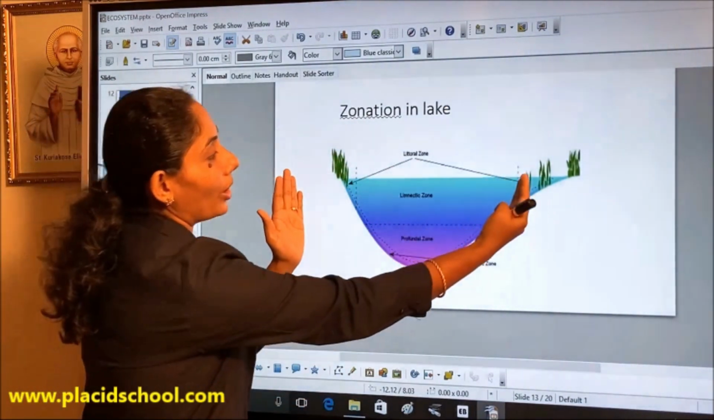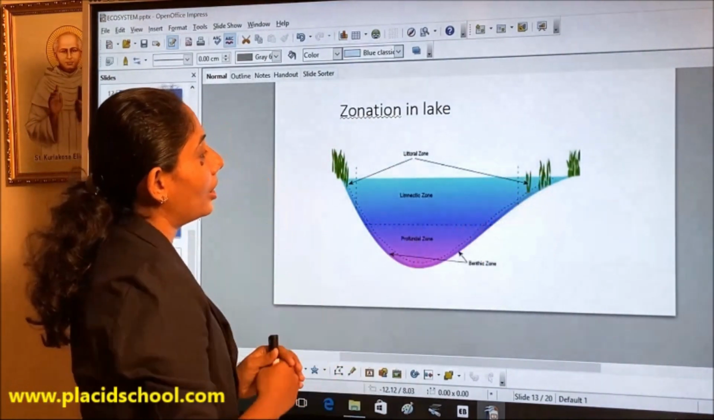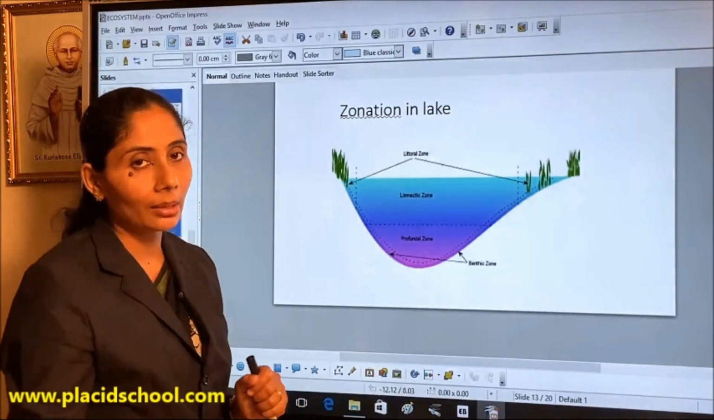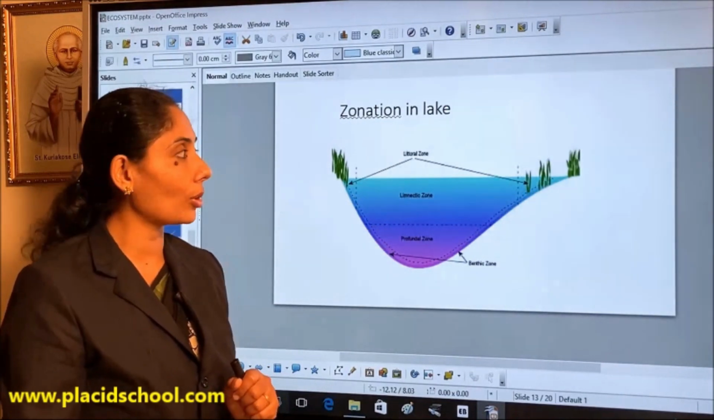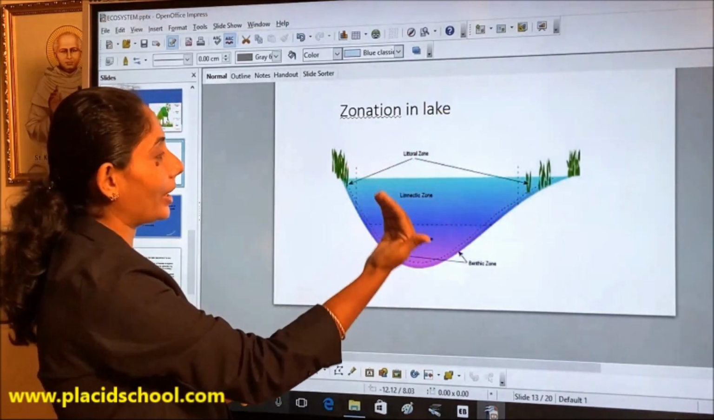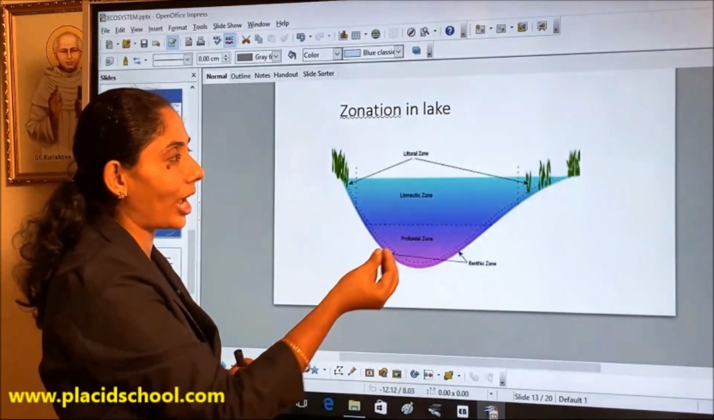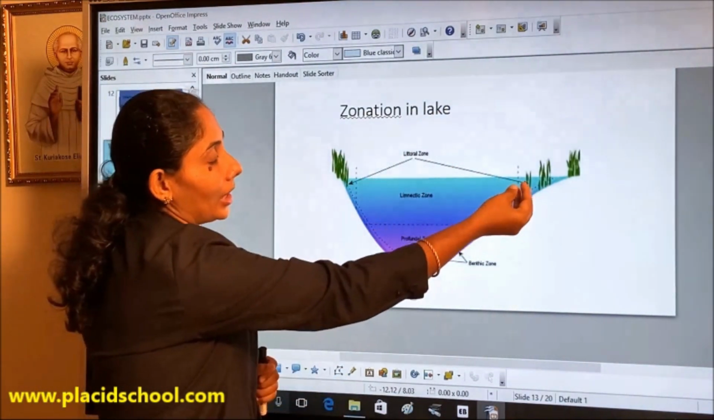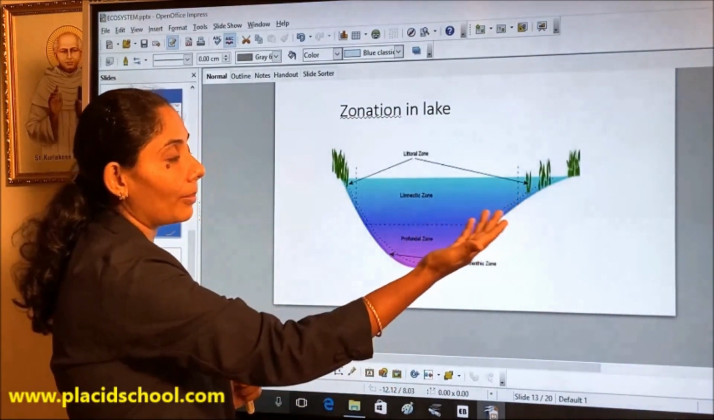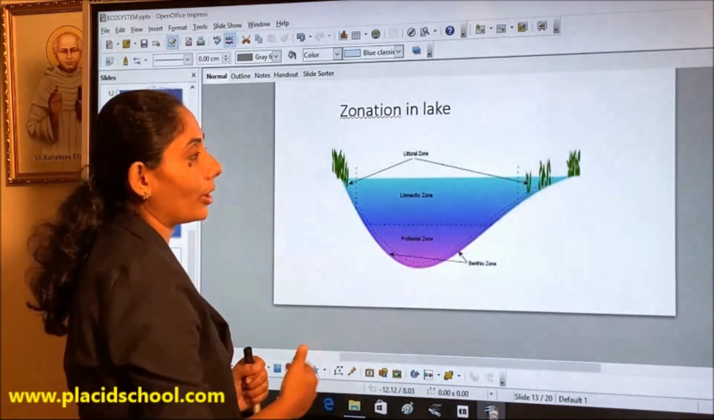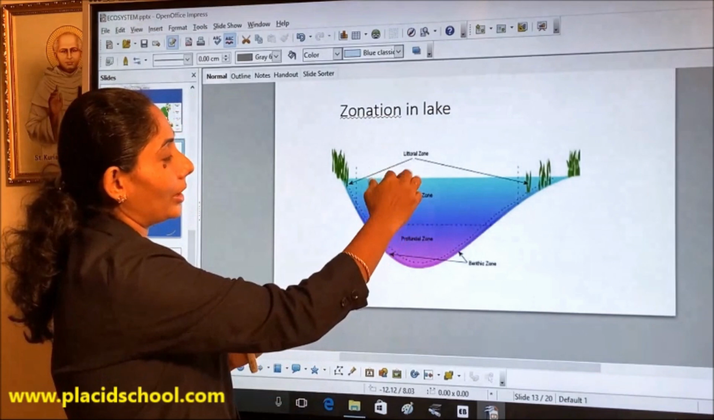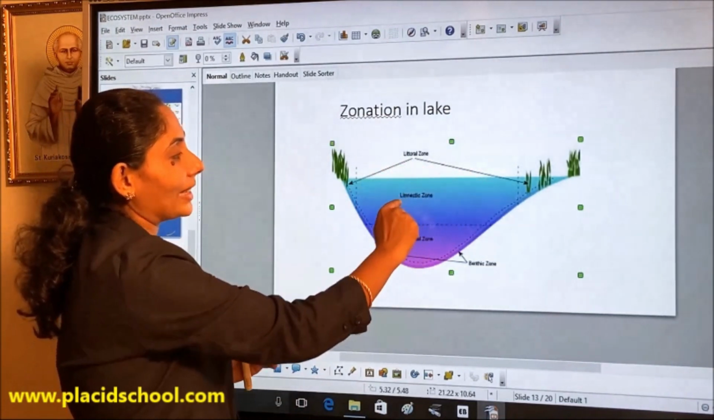For example, the shoreline or the edges of the lake would be referred to as the littoral zone. I hope that is clear. Littoral zone. This is that zone where light penetration would be quite high. It's a shallow area of the lake. This area would be rich in nutrients because it is receiving water from the nearby areas. So it will be rich in a lot of organic nutrients. And here you will find a lot of plants growing. As you come down, the next layer is referred to as the limnetic zone.